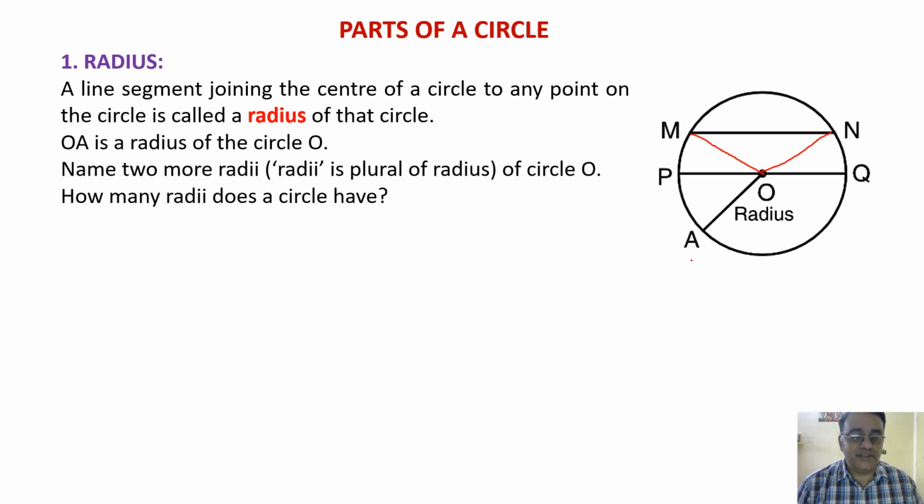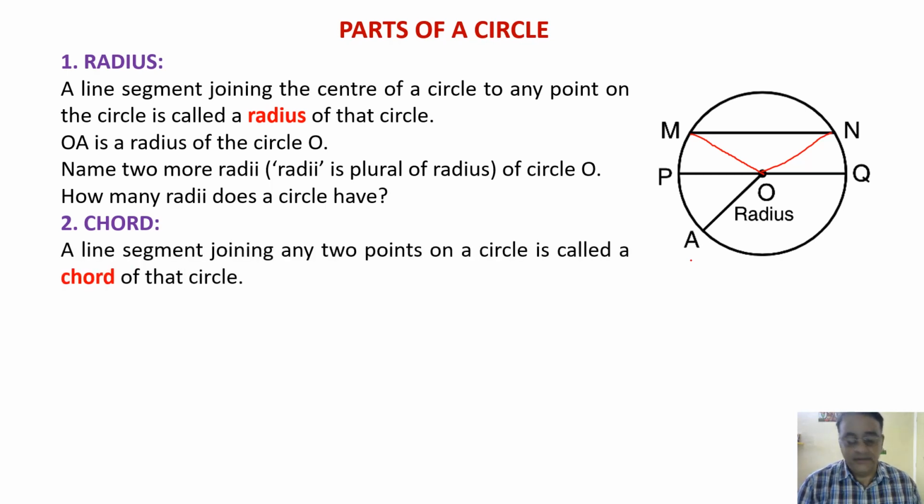Now we are moving toward the second part, chord. A line segment joining any 2 points on the circle is called a chord. So look here, M and N are 2 points on the circle, and the line segment MN is a chord.